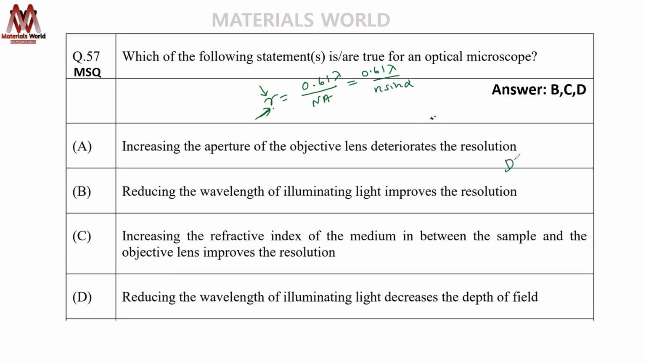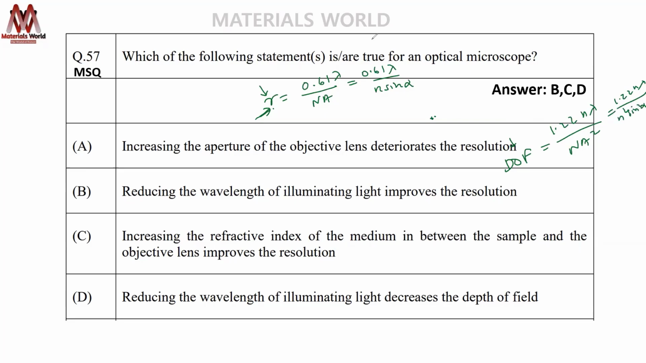But in case of DOF, a small DOF is poor. But here a small R is better. Got my point? Here, the smaller the depth of field, the poorer it is. Got my point? So here it is 1.22 n lambda by NA square, or 1.22 n lambda by n square sin square alpha.